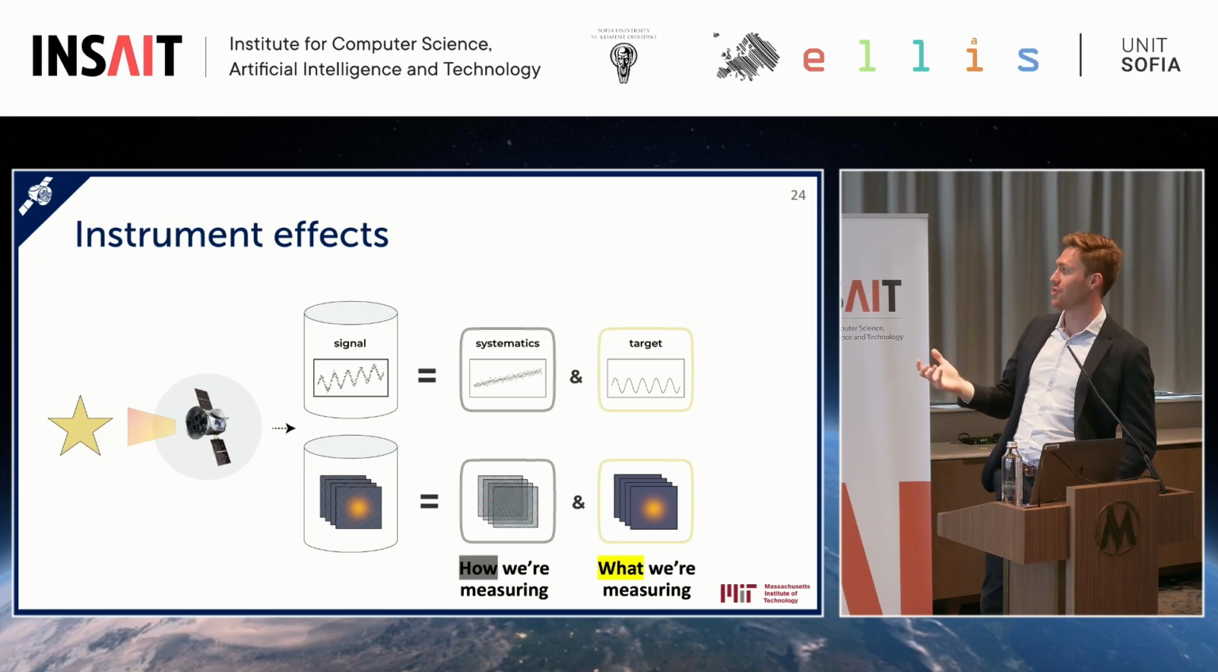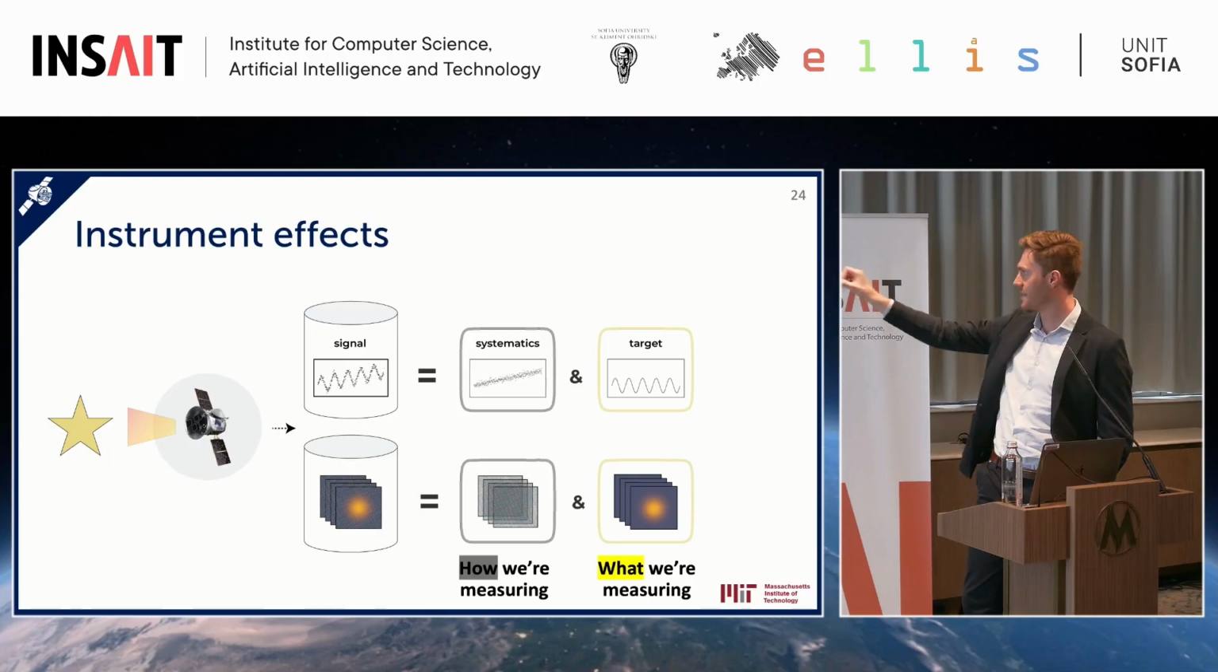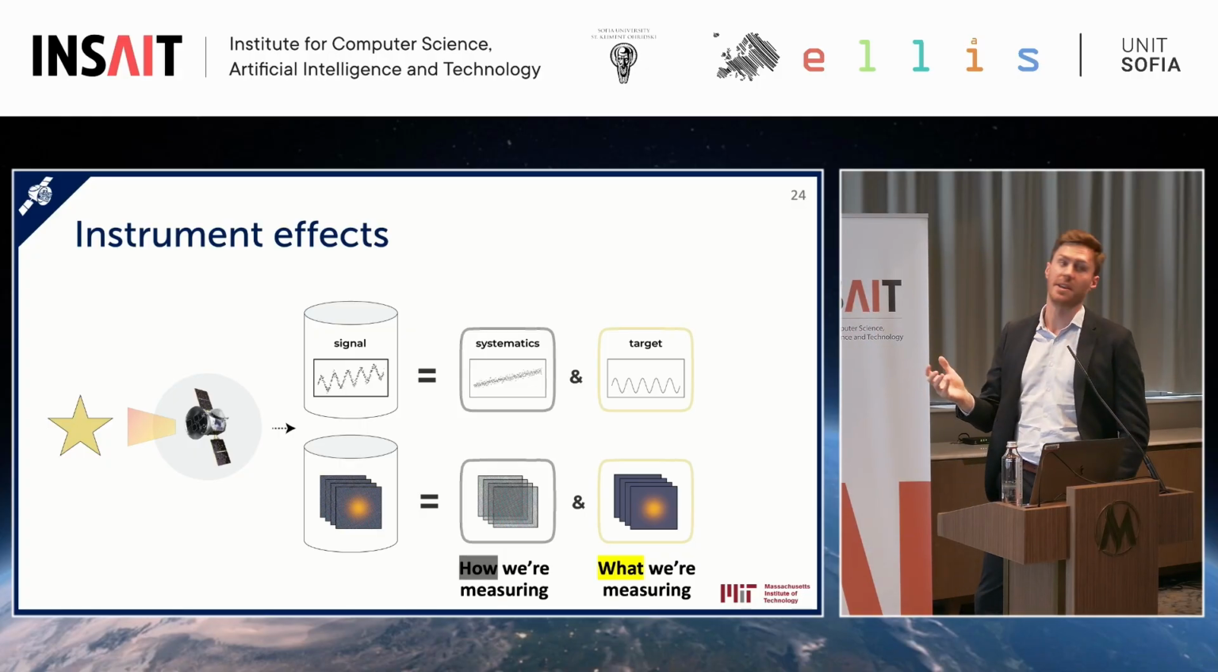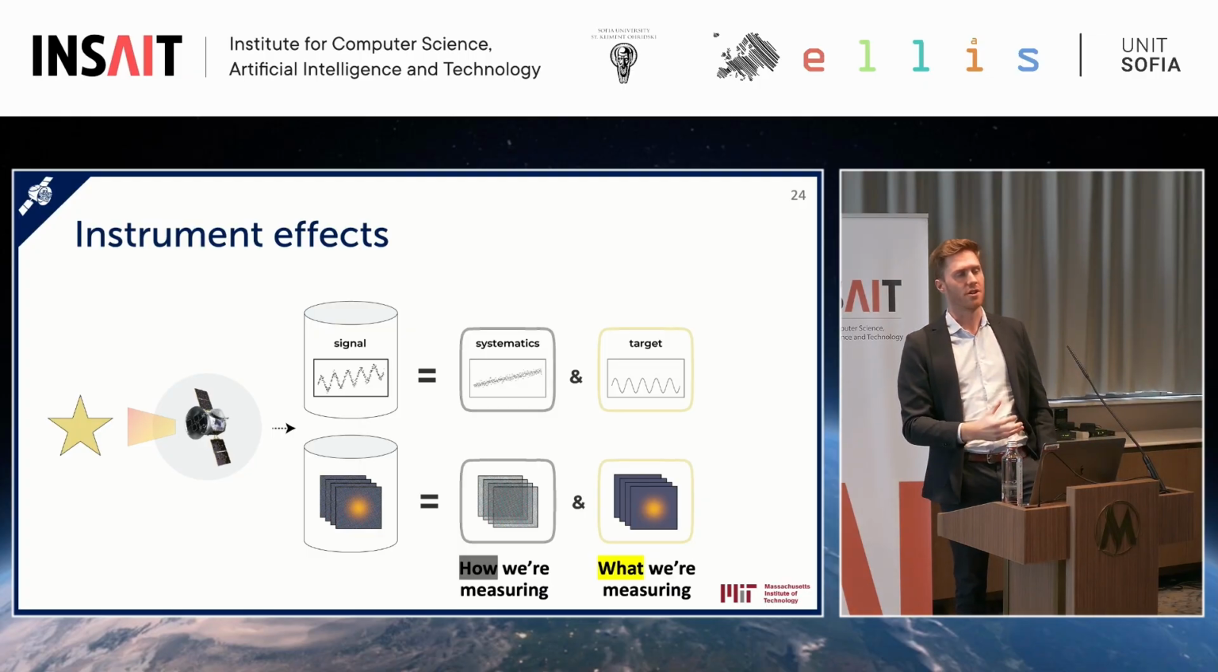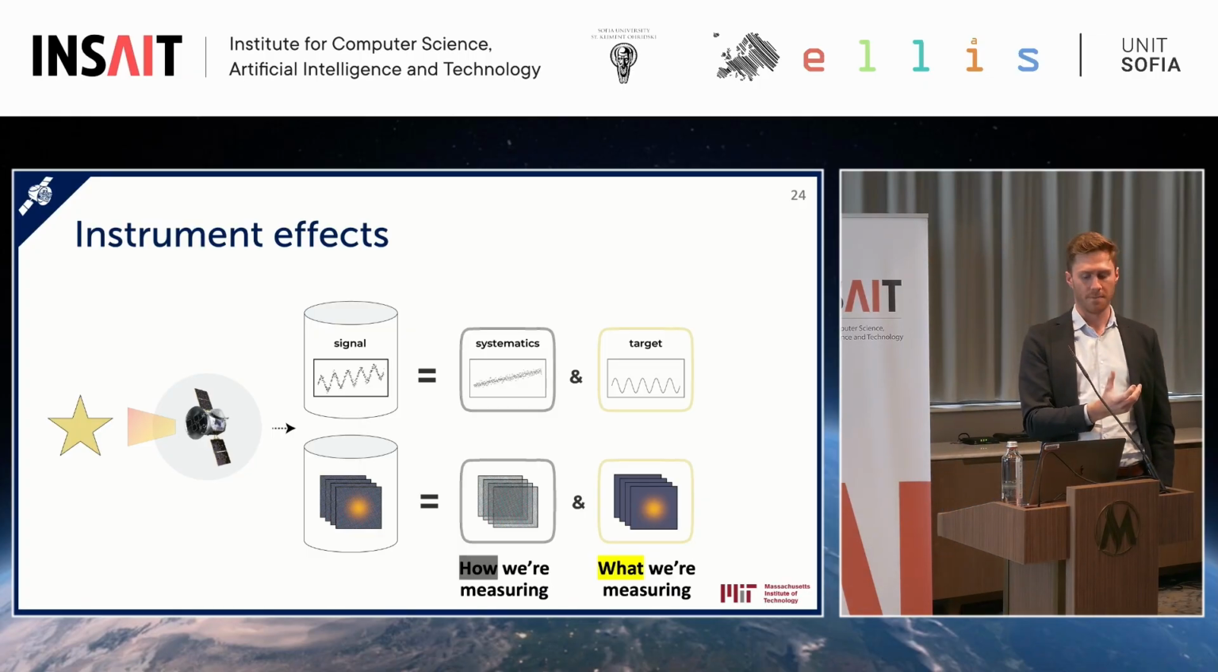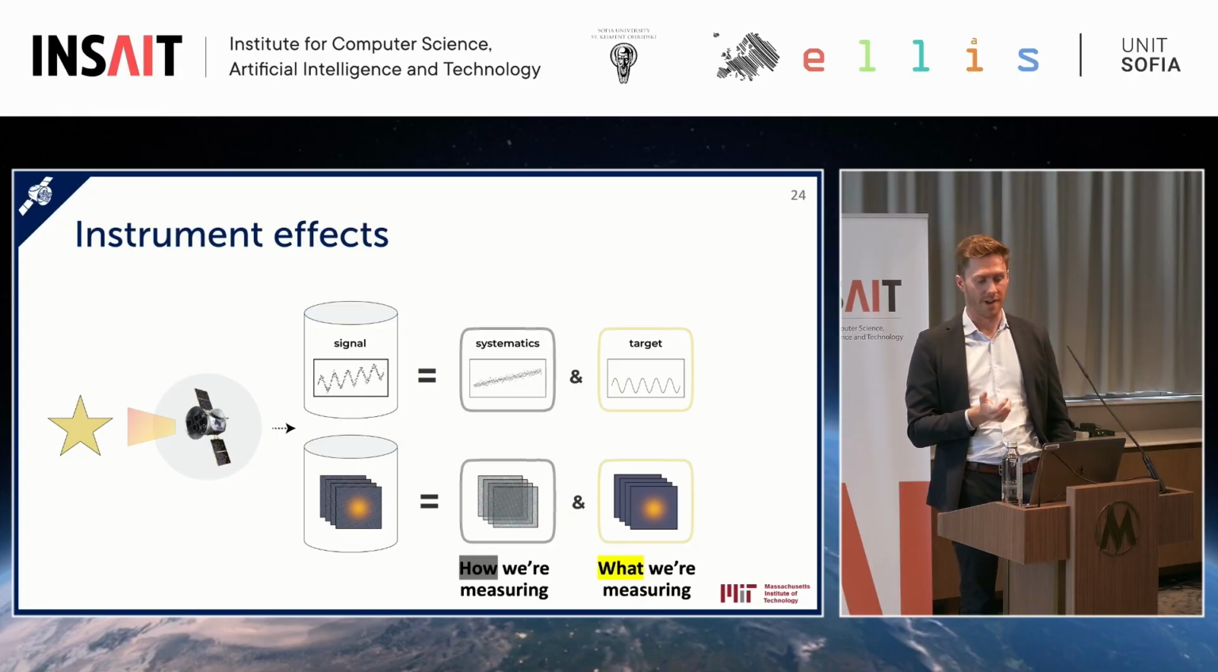And the same in the image domain. You, for example, have this observation on the right that you see, and then you apply some kind of filter over it because of different observing conditions. So everything that we observe is always a combination of how we are observing something and what we're actually observing.